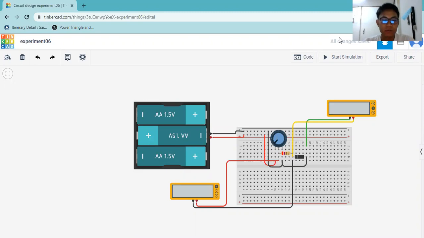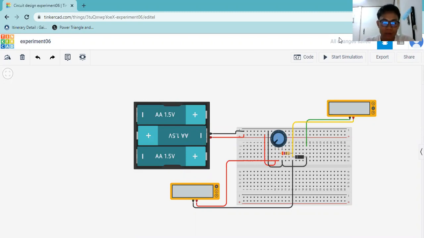In this video, I am going to demonstrate experiment 6, the characteristics of electrical diode and rectifier diode. This experiment consists of 4 parts. In part 1, we're going to study the characteristics of an electrical diode.